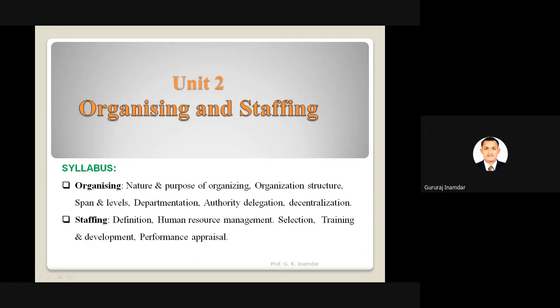Departmentation by enterprise function, departmentation based on territory or geographic area, next departmentation by customer, and last departmentation by product. So this is departmentation, span and level. What is span? Narrow span, wide span. Authority and delegation, the different kinds of authority and power. We also discussed decentralization.